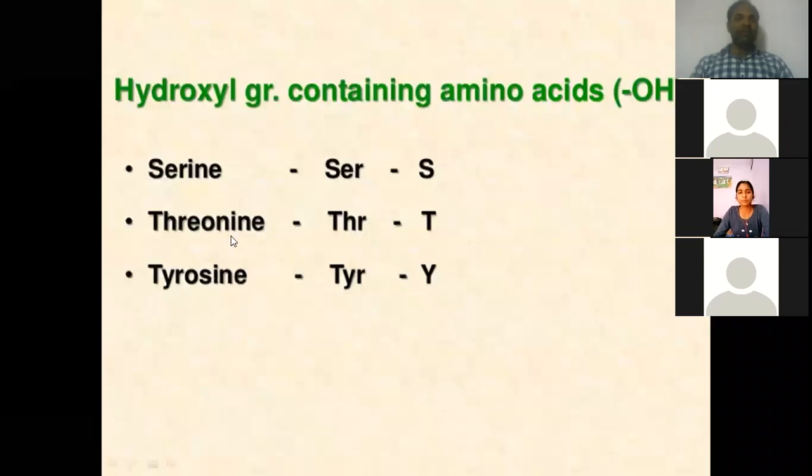Then the second category is hydroxyl group containing amino acids. The hydroxyl group containing amino acids have the examples serine, which is indicated by capital S. Threonine, it is indicated by capital T. Tyrosine, it is indicated by capital Y.